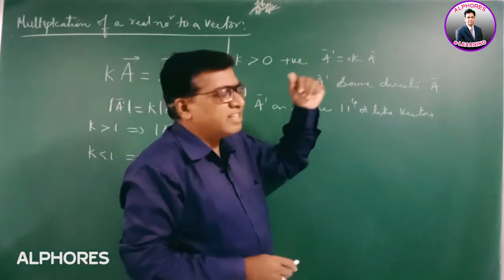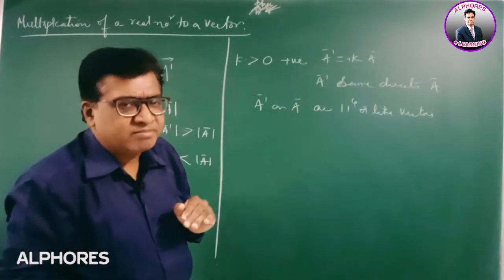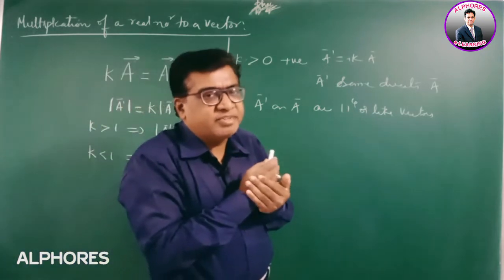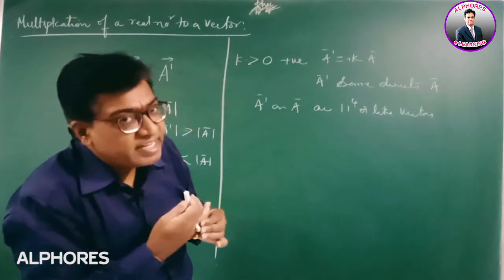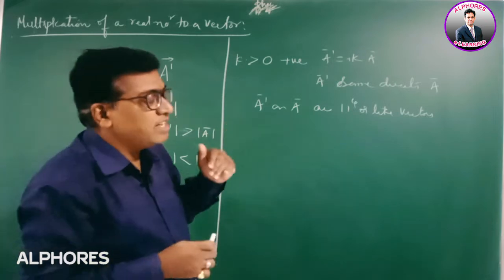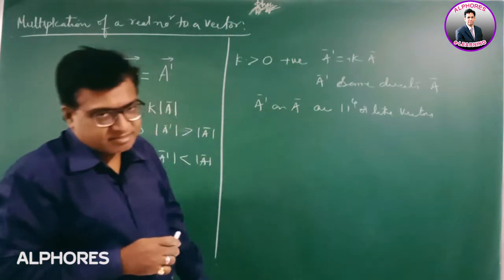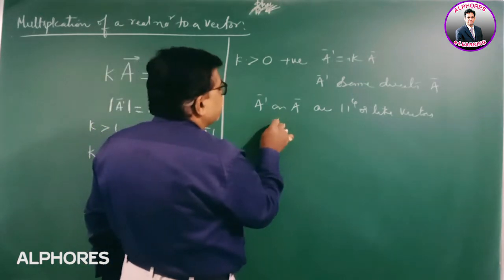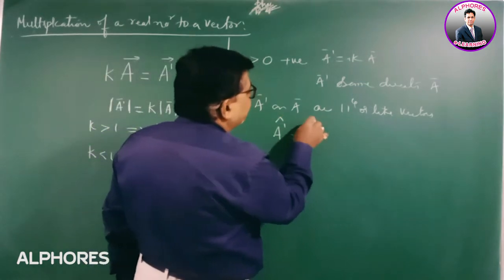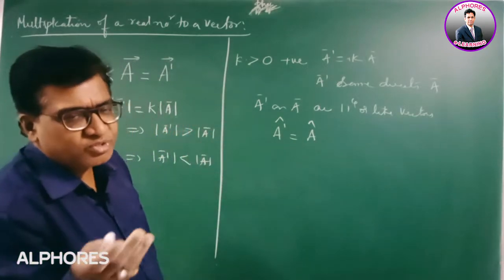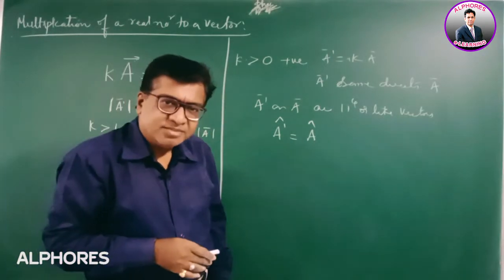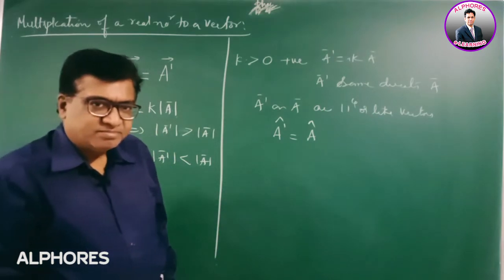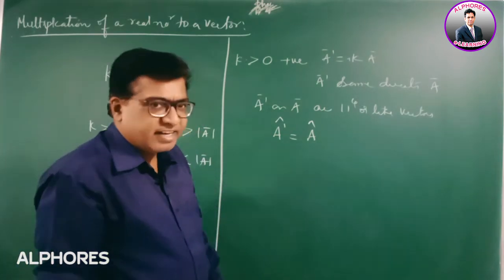Whatever direction A bar will possess, A dash also will have the same direction. So both will be in the same direction. They are collinear vectors. Parallel vectors are like vectors. The unit vector of A dash bar will be the same as the unit vector of A bar. The direction is the same. A unit vector is used to specify the direction. So since they are in the same direction, their unit vectors will be identical.